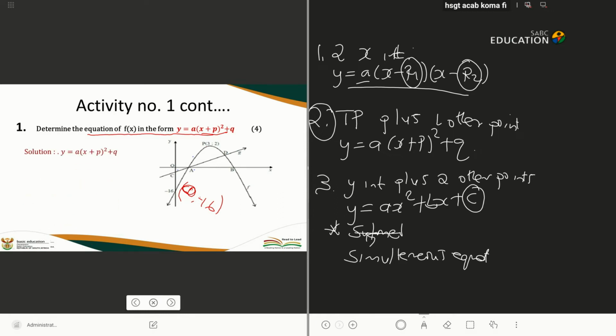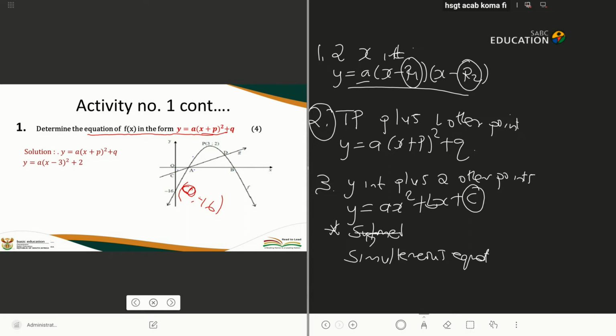Now let's take a look at this. There is our given function in the standard form. So now we have the values of p and q. So the values of p and q serve as what? The turning point of the function.